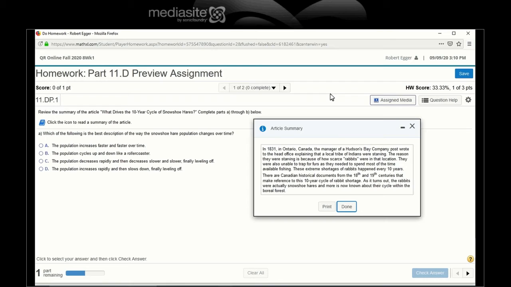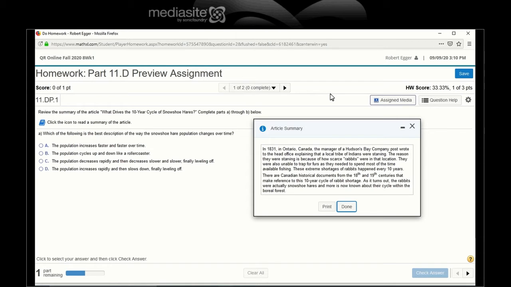So in 1831 in Ontario, Canada, the manager of the Hudson Bay Company Post wrote to the head office explaining that a local tribe of Indians were starving. The reason they were starving is because of how scarce rabbits were in that location. They were also able to trap for furs as they needed to spend most of the time available fishing. These extreme shortages of rabbits happened every 10 years. There are Canadian historical documents from the 18th and 19th century, that's 17 and 1800s by the way, that make reference to this 10-year cycle of rabbit shortage. As it turns out, the rabbits were actually snowshoe hares, and more is now known about the cycles within the boreal forest.